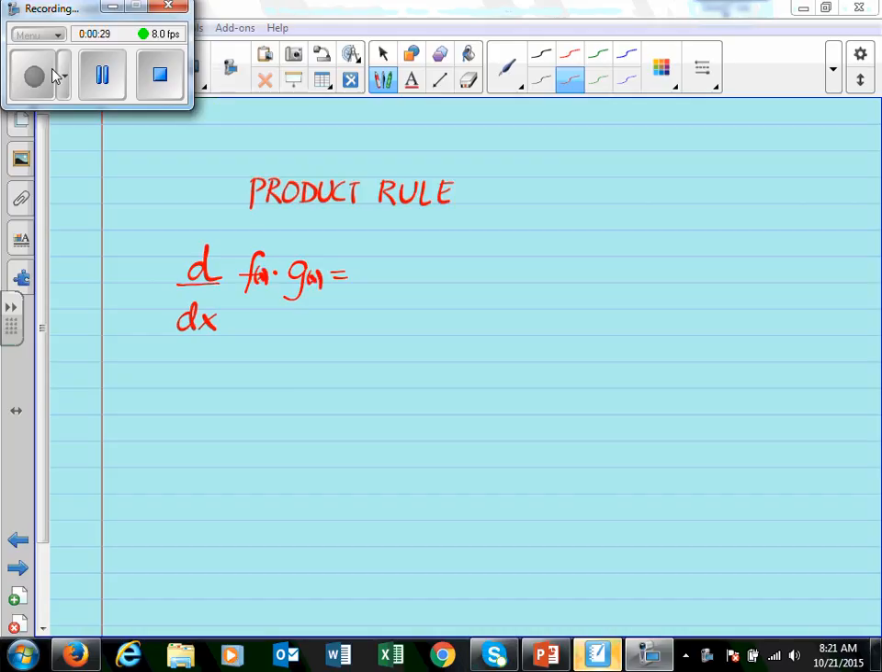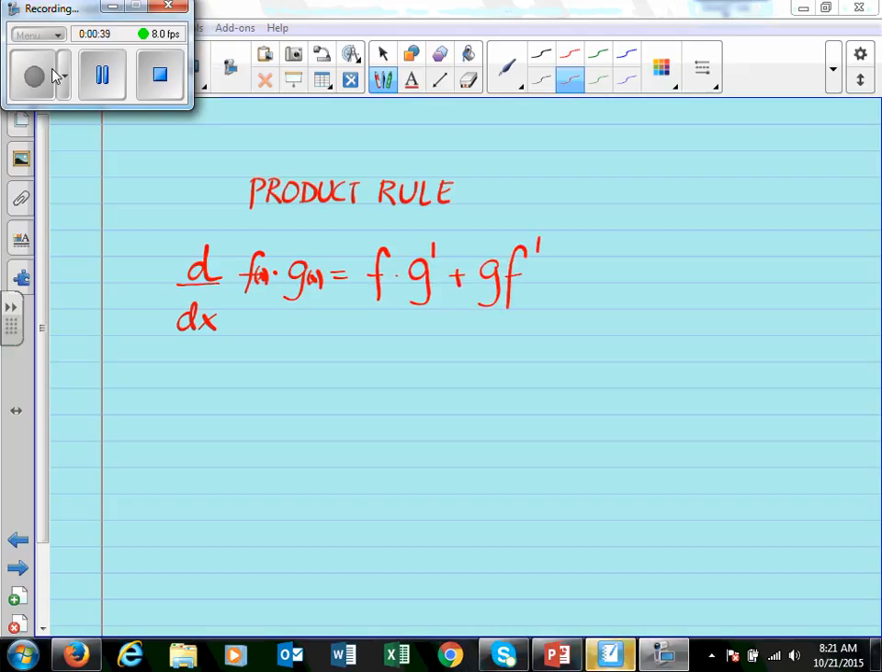So it will be f times g prime plus g times f prime. I'm just including the x, so understand that x is there: f of x and g of x, always. But for the space constraint, I'm just writing it like that. The logic is the first function times the derivative of the second, plus the second times the derivative of the first. Okay?